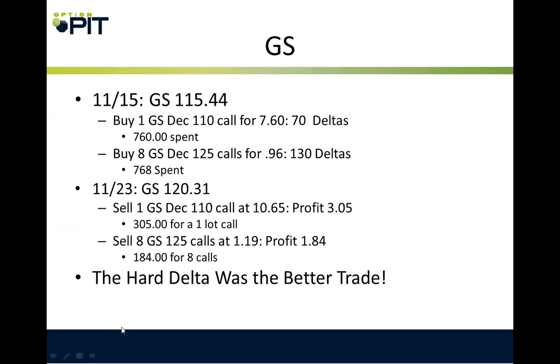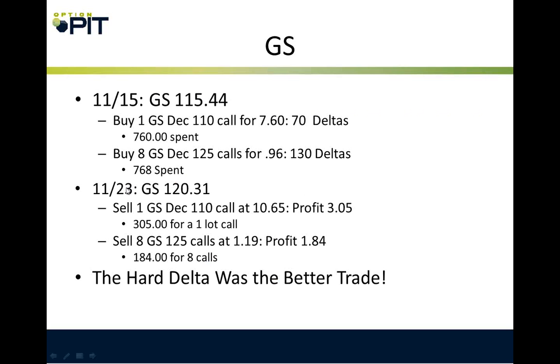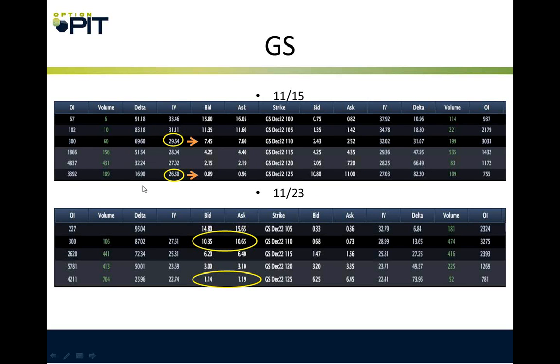So now let's do the math. I can buy one Goldman Sachs 110 call for $7.60. That's buying 70 deltas, right? It's a 70 delta call. See that? Or I can buy eight of the Goldman 125 calls for 96 cents. I'm buying 130 deltas, right? Because 8 times 17 is 130.